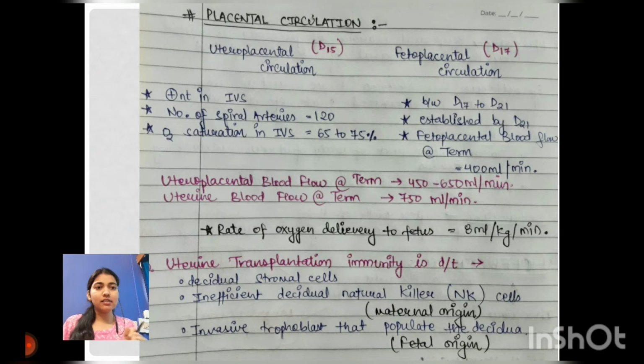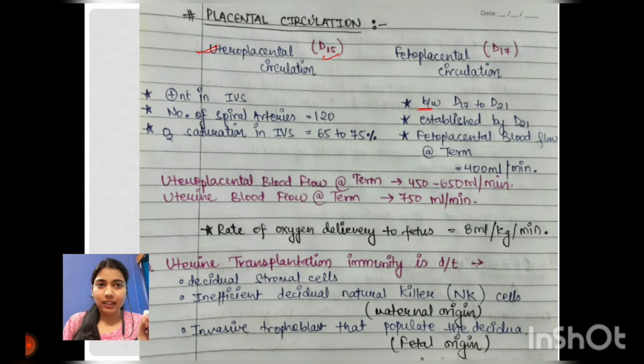Now the placental circulation. On day 15, the uteroplacental circulation is formed. On day 17, the fetoplacental circulation is formed. Fetoplacental circulation starts from day 17 and is established by day 21. So from day 17 to day 21 the fetoplacental circulation is formed, and uteroplacental by day 15. In the uteroplacental circulation, the maternal blood is present within the intervillous spaces.